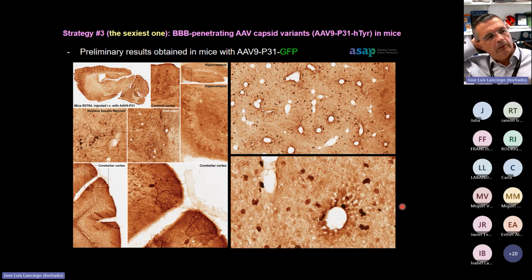So once we managed to see that the penetration of the BBB was optimal, we came back to our original strategy and we decided to mount on the P31 cassette. Instead of GFP, we decided to mount the human tyrosinase gene. And this is the readout.